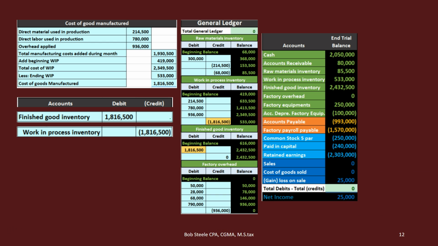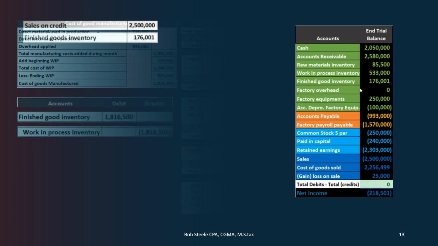If we take a look at our general ledger, then the work in process is going from 2,349,500 down by the 1,816,500 to the 533, and that of course ties out to the trial balance. The finished goods then is going to be debited, so it's going to go from the 616 up by the 1,816,500 to the 2,432,500. That 2,432,500 here on the finished goods net there.